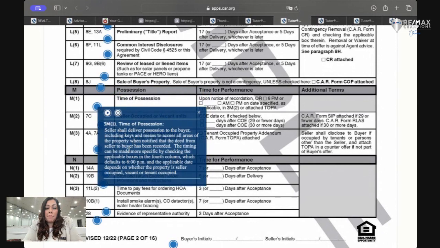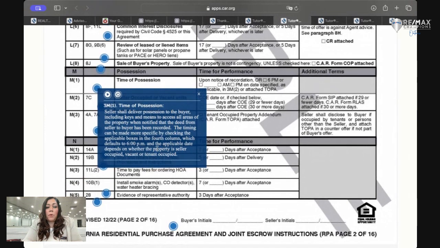Time of possession. Another important clause. Seller shall deliver possession to the buyer, including keys and means to access all areas of the property, when notified that the deed from the seller to the buyer has been recorded. The timing can be made more specific by checking the applicable boxes. It usually defaults to 6 p.m. And the property is either seller occupied, vacant, or tenant occupied.